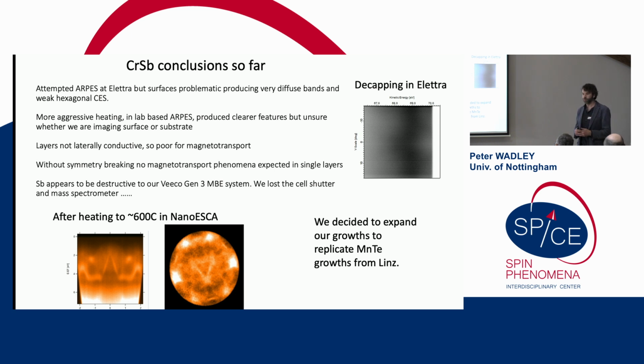Laterally, it's not conductive, so it's poor for magnetotransport, even though you can't really expect much from the magnetotransport without some form of symmetry breaking. But the main reason was it appears to be destructive, at least in our MBE system. It completely destroyed the shutters to its cell. It also destroyed the mass spec. And so Richard Campion, who grows the layers, is really not keen on it. But we will return to it.